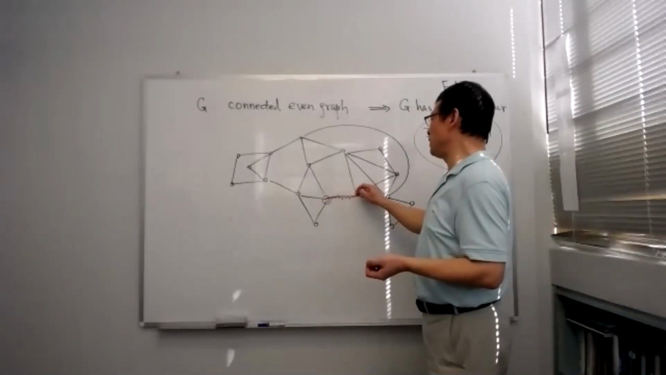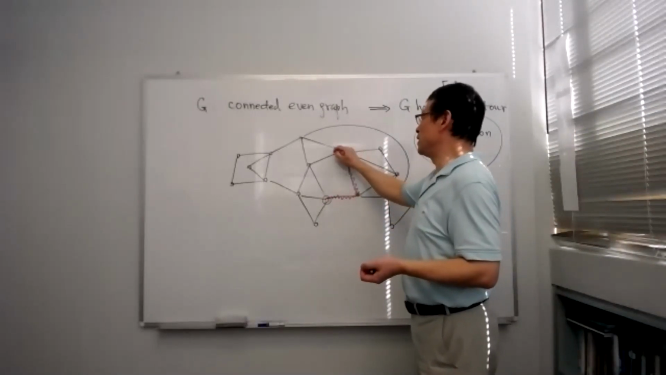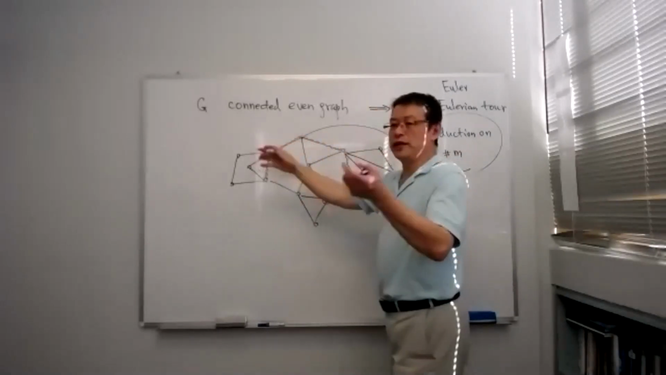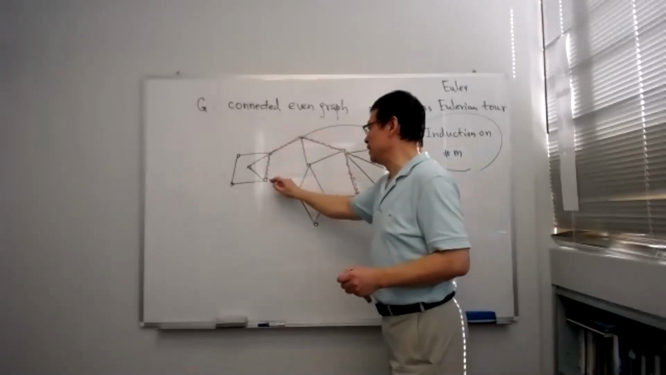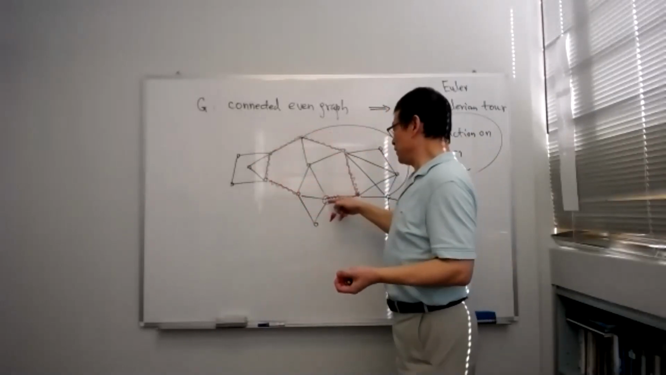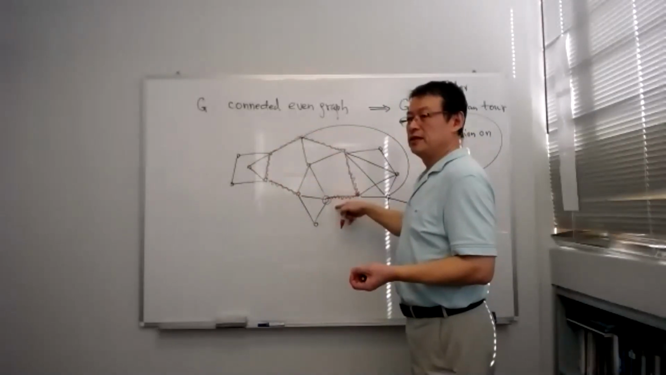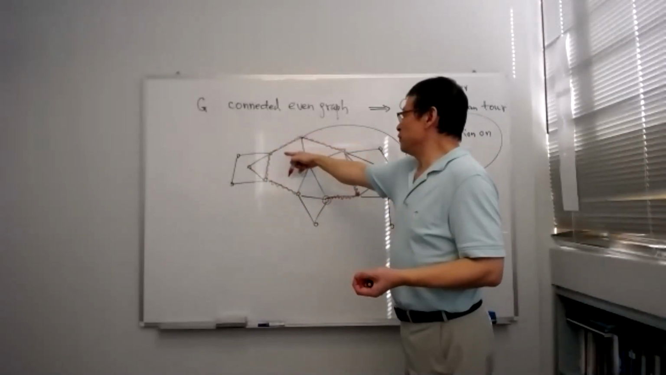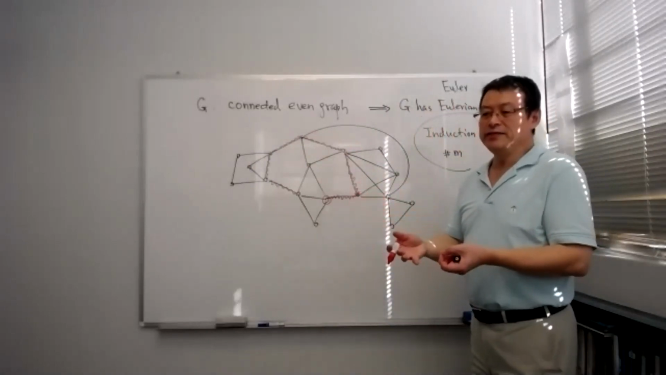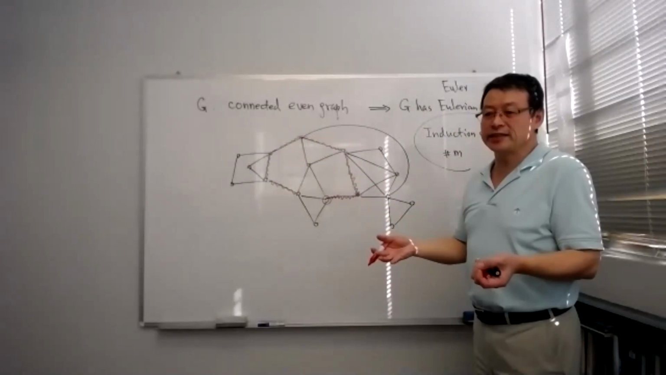It does not matter. I just keep on walking. I don't care which edge I take. I just keep on walking until I cannot, until I complete and return back to this one. When I keep on walking, I can repeat vertices, or even without repeating vertices is all right.